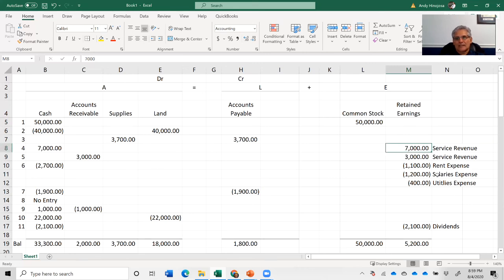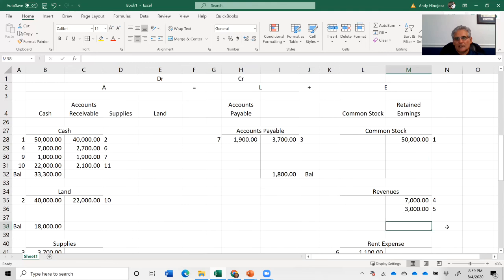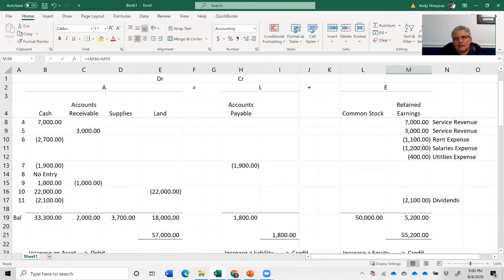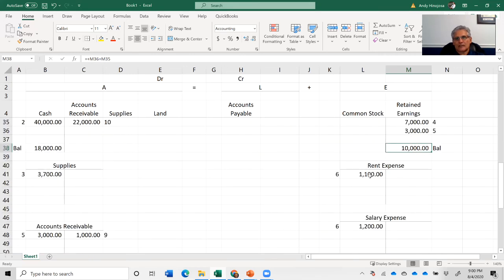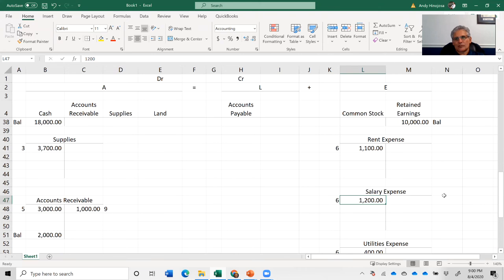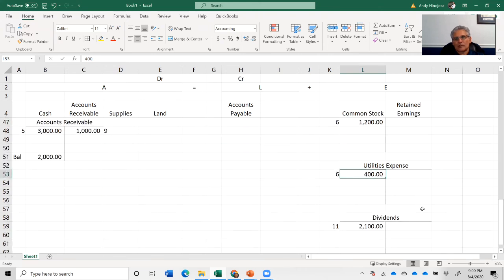We're going to have a balance of $10,000 in service revenue. This is the balance, and it is a credit too, so the balance is $10,000 credit. Then we have $1,100, $1,200, and $400 debits for these expenses. Let's go down to our expenses: $1,100 debit, $1,200 debit, and $400 debit. The last was the utilities transaction, which is the debit to utilities.